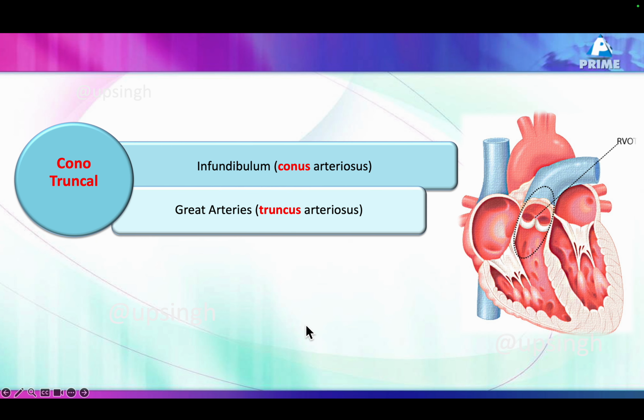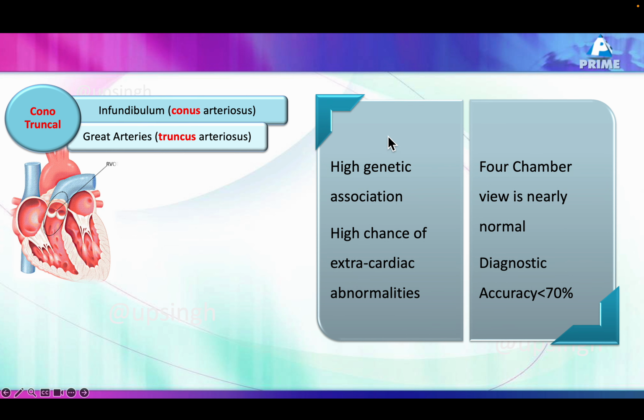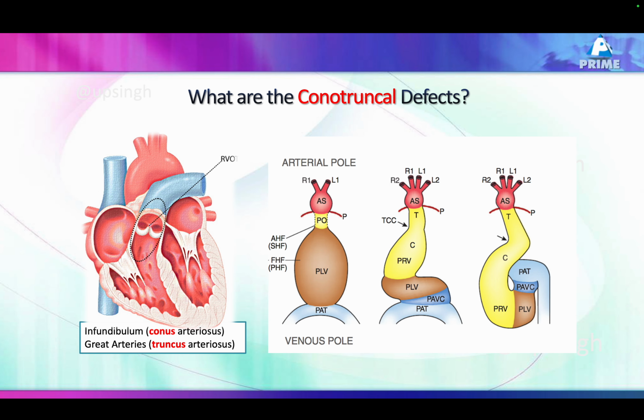Now, again revising, conotruncus means abnormalities related with the conus and a common arterial trunk, that is the truncus, and they have many things in common: high genetic association, higher chance of extra cardiac defects. Four chamber is usually normal and the likelihood of missing the abnormality is high because the four chamber looks absolutely good or mildly abnormal.